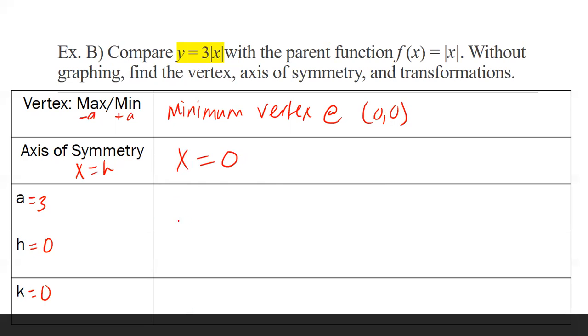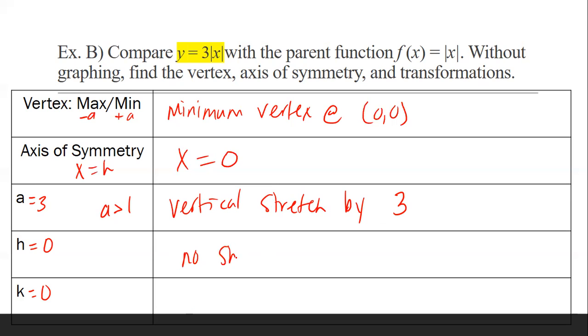Okay. A is our vertical stretch or compression. Remember, it's a stretch if A is greater than 1. So since our A is greater than 1, we have a vertical stretch by 3. And when H and K are 0, then no shift. We did not go left, right, up, or down.